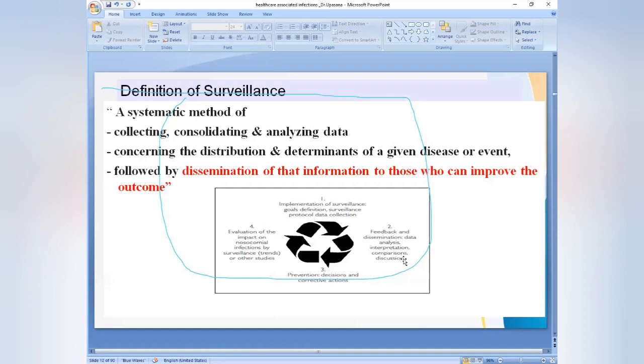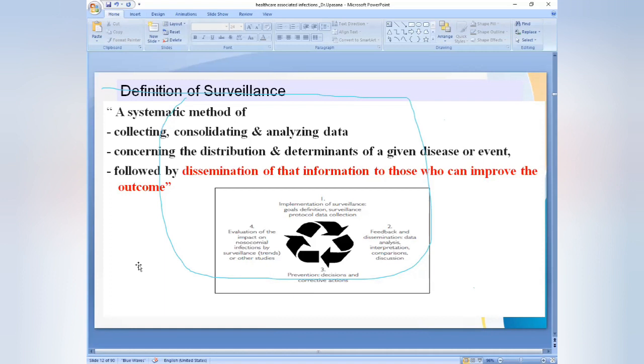As I've already defined, what is the definition of surveillance? It is nothing but a systematic method of how you're collecting, how you're consolidating, and finally analyzing the data so that the prevention of healthcare associated infections can be taken. So the cycle rotates in this way. Implementation of surveillance, their goals are defined, surveillance protocol and data collection, how do you collect it, the different parameters, different checklists, different surveillance data are there.